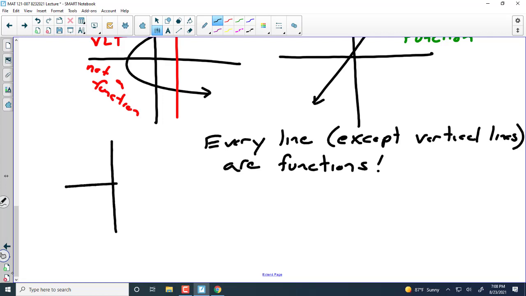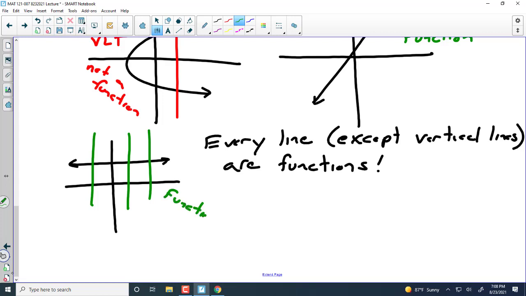So, wait. Is a horizontal line a function? Yeah, absolutely. It passes the vertical line test. Doesn't matter how many vertical lines I draw. Everyone only hits it once. So this is a function. All right.